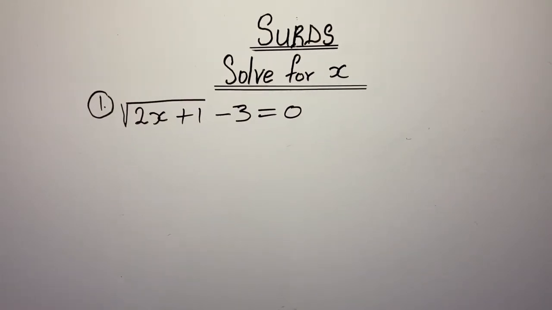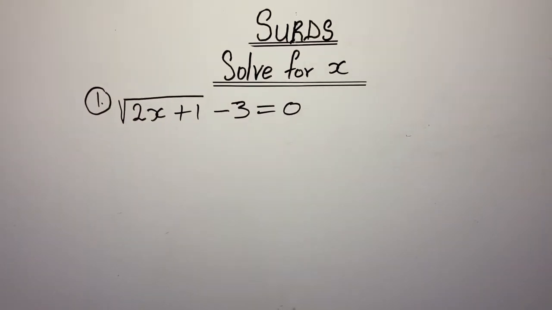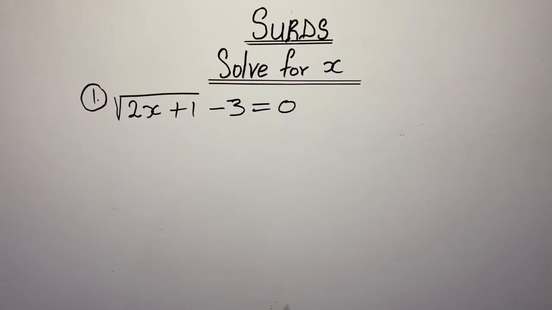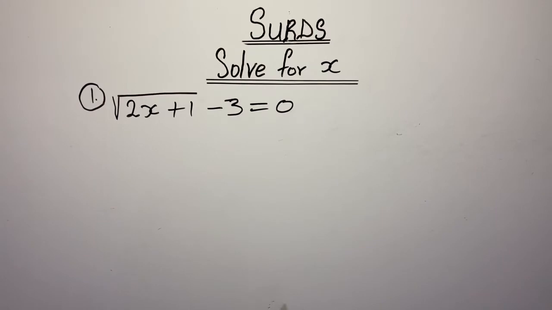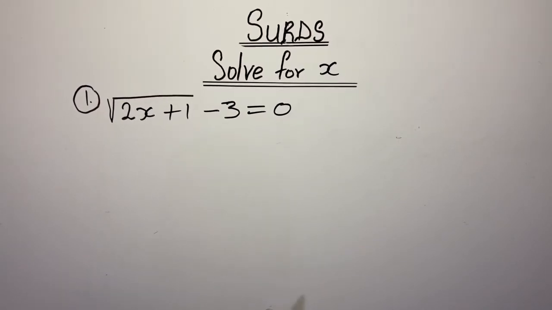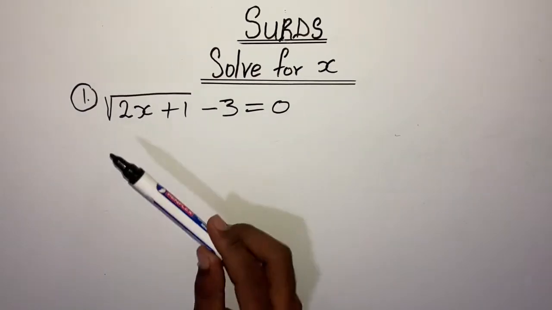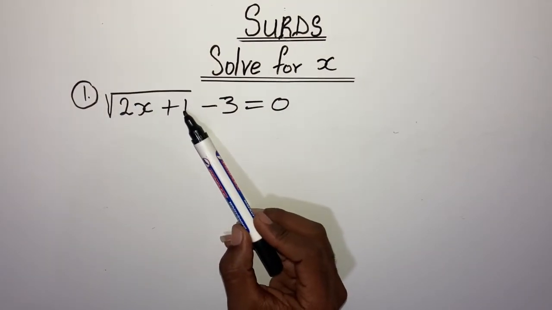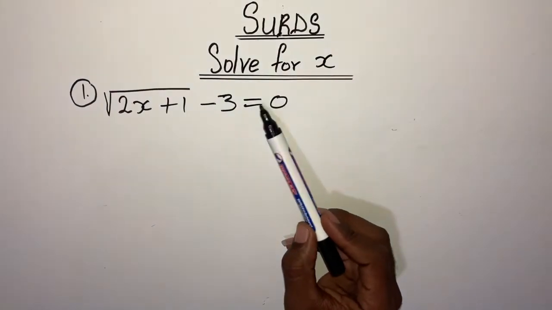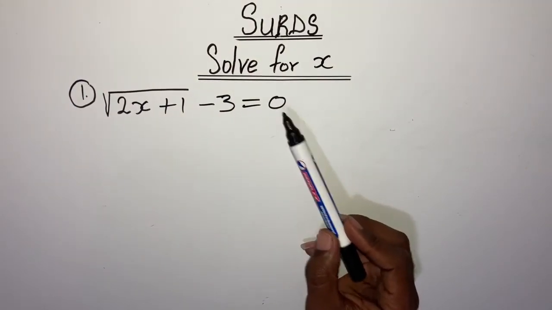Today we'll be looking at sets which forms part of your algebra. So we'll just look at a few sums, of which now we have the first sum, which is the root of 2x plus 1 minus 3 equated to 0.